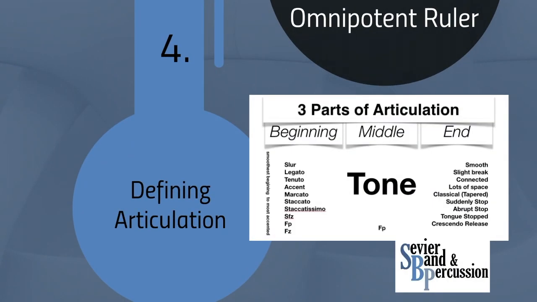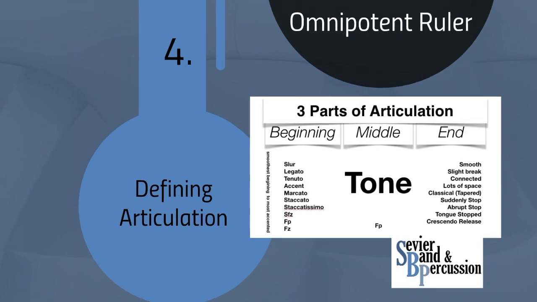So let's look at a bigger definition. The three parts of articulation are the beginning, middle, and end. There aren't seven articulations. There are many articulations depending on how you play the middle and how you play the end. All of those are included in articulation if you're going to play them correctly.